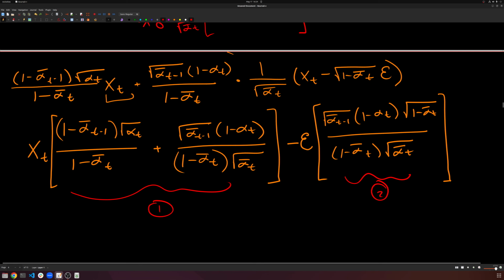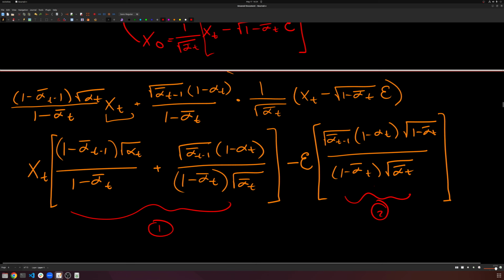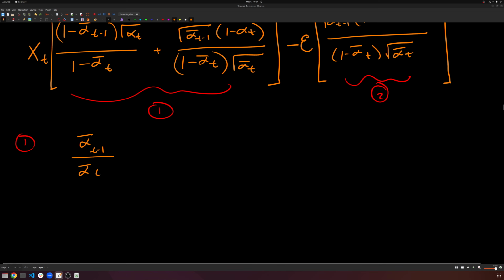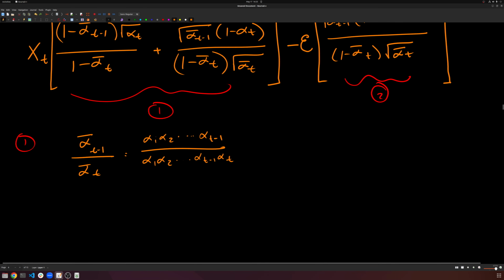And so now let's simplify each of these things down individually. Starting with 1, we're going to simplify equation 1 first. Let's remind ourselves of a couple of little facts. Alpha hat t minus 1 divided by alpha hat t is what? That's going to be alpha 1 times alpha 2 times ... alpha t minus 1, the product up to t minus 1, over alpha 1, alpha 2, ... alpha t minus 1, alpha t, the product up to t, which means these will all cancel and you'll just be left with 1 over alpha t. So that's the first one.